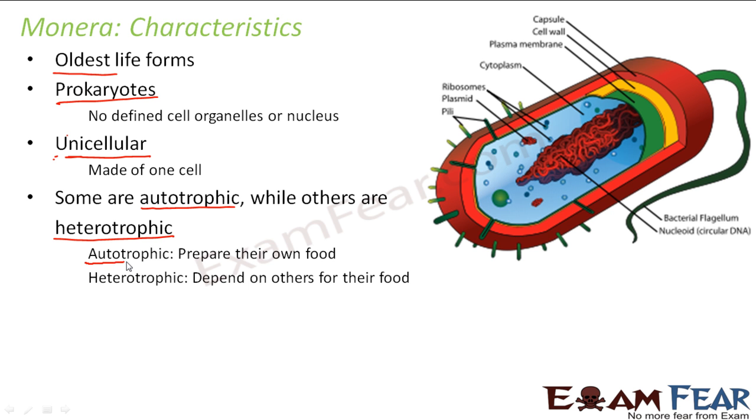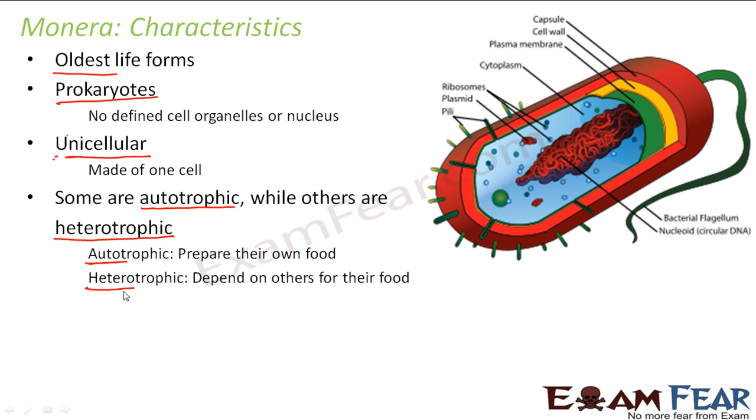So the term auto means self. So autotrophic means those who can prepare their food by themselves. Heterotrophic, hetero means different. So that means those who depend on different animals for their food. So now in Monera, some of the Monerans are autotrophic, that is they can prepare their own food, while there are some Monera which are heterotrophic. So what all living organisms fall under this kingdom Monera? So this kingdom Monera mostly consists of the bacteria. So the bacteria falls under the kingdom Monera.